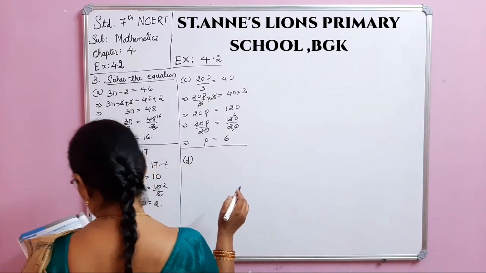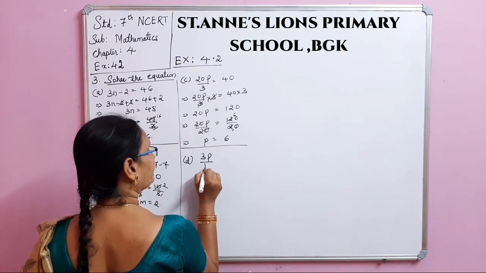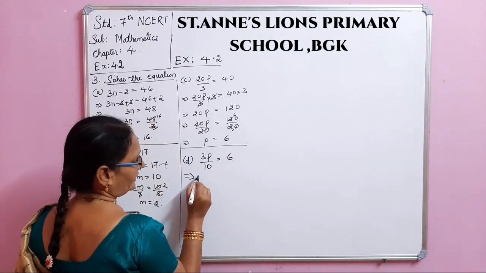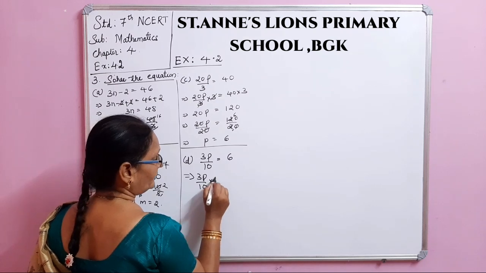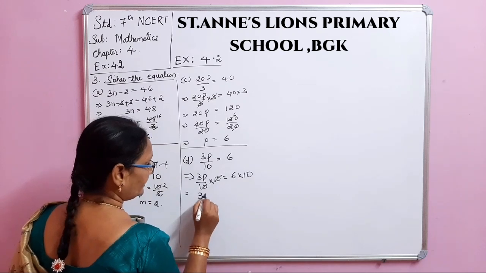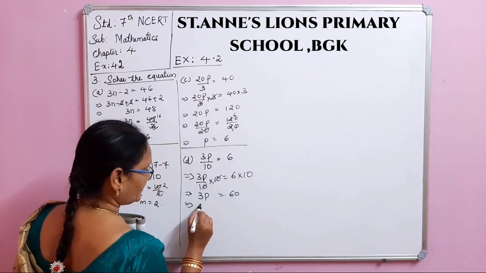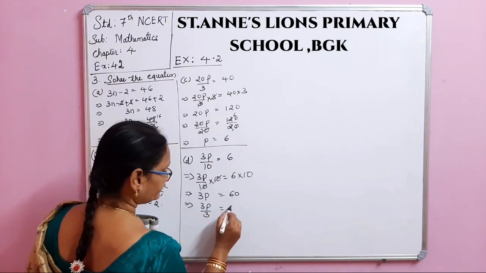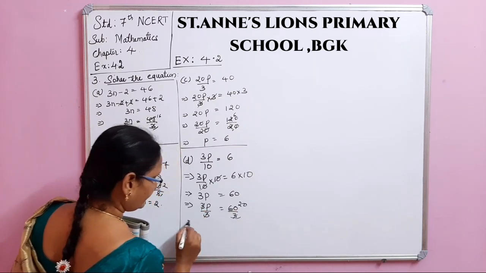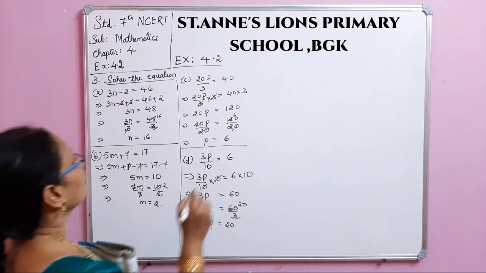Next, fourth problem in the third main. This is the last problem. 3p by 10 is equal to 6. First we remove 10. How to remove 10? 3p by 10 into 10 is equal to 6 into 10. 10 got cancelled. 3p is equal to 60. Now 3 is multiplication, you have to divide. 3 got cancelled. 3 ones are 3, 3 twenties are 60. p is equal to 20. So this is the third main.